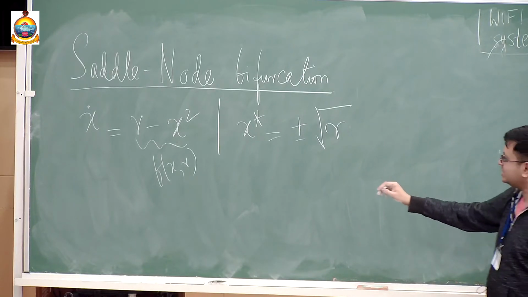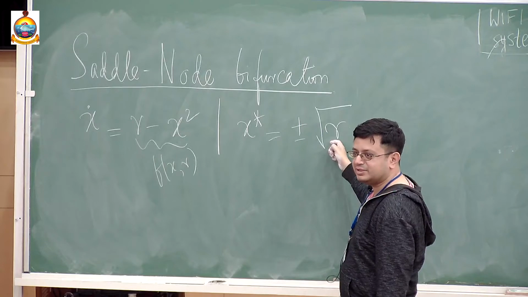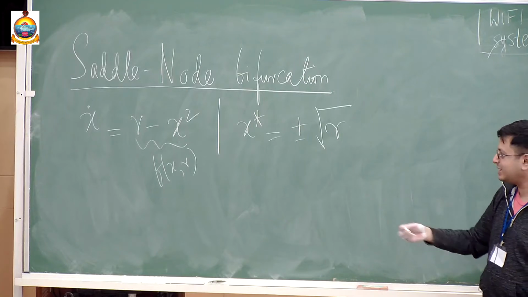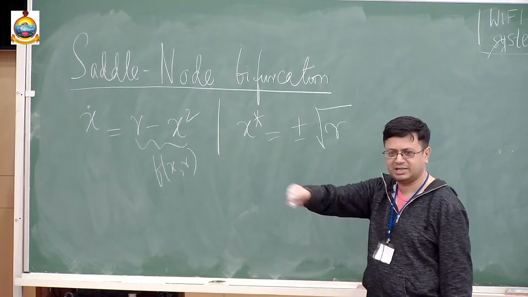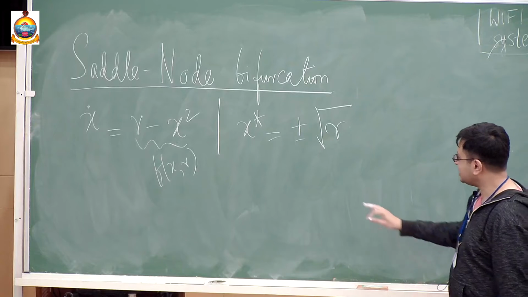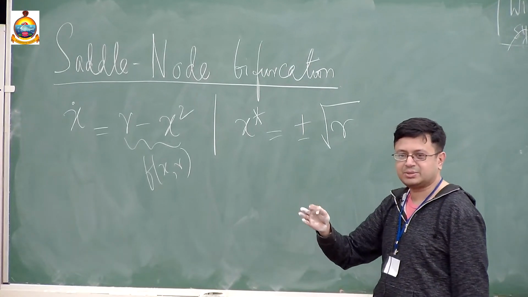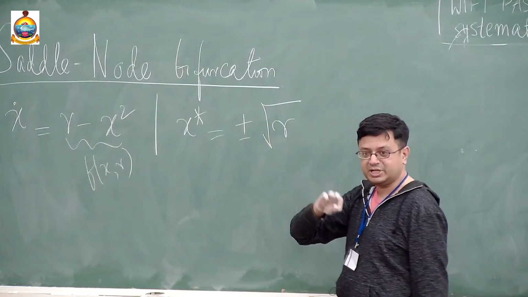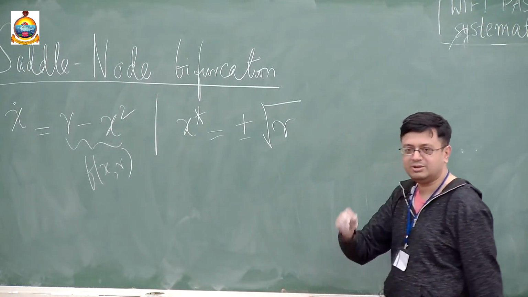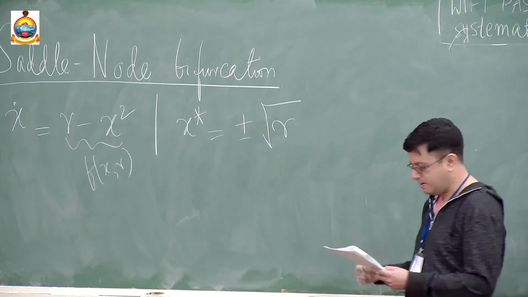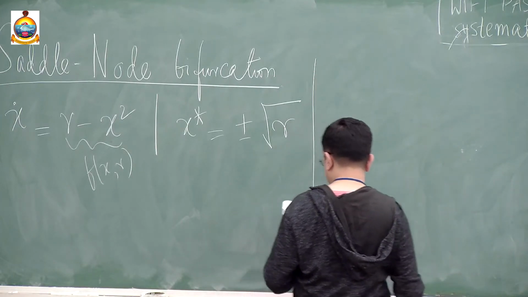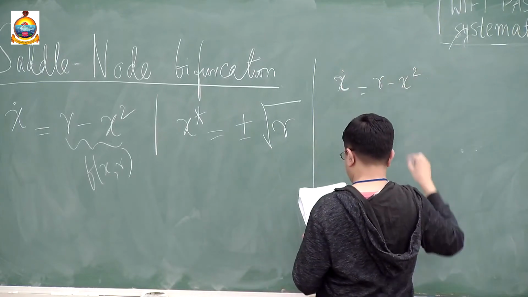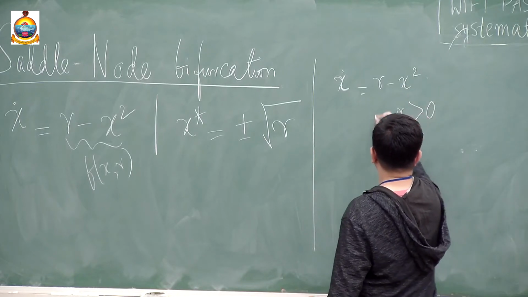Just at this level, you at once see that if r is negative, you are not going to have a fixed point, because the square root of a negative number is imaginary, and x is a real number by definition because it is some dynamical real physical variable. So this tells you that the fixed points exist only for positive r and none for negative r, and there is a fixed point at 0 for r equal to 0. Let me draw the plots, that's the best way. x dot equal to r minus x square. Let me plot it for r equal to 0.